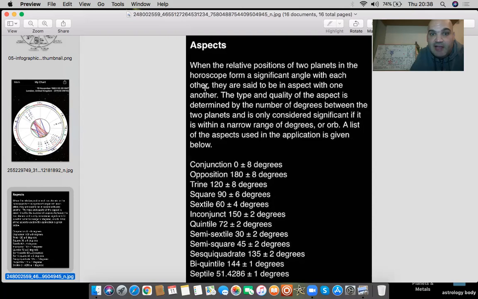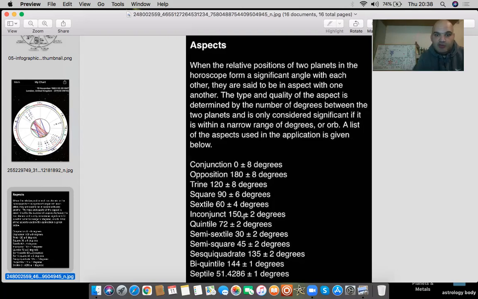So here it says, aspects is when the relative positions of two planets in the horoscope form a significant angle with each other. They are said to be in aspect with one another. The type and quality of the aspect is determined by the number of degrees between the two planets and is only considered significant if it is within a narrow range of degrees or orb. A list of the aspects used in application is given below. So these are the different aspects that the planets can make with each other.